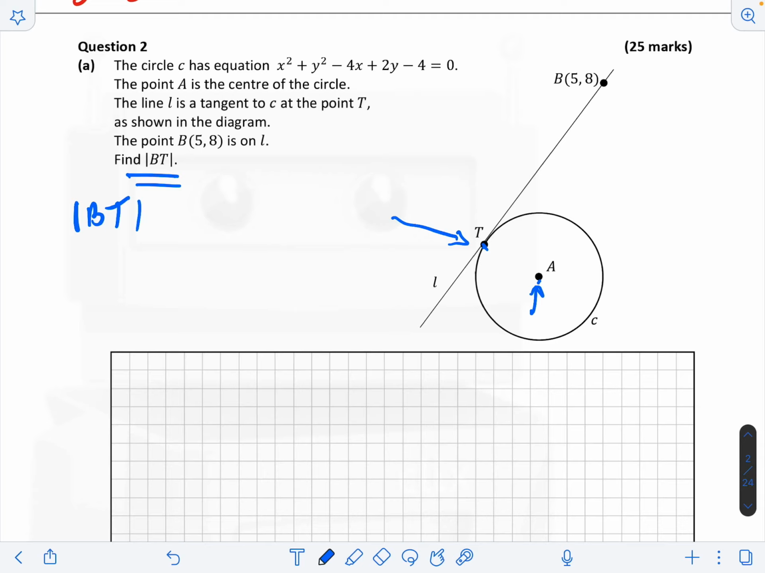Hi everybody, today we're going to go through the circle question in the 2020 exam, paper 2.